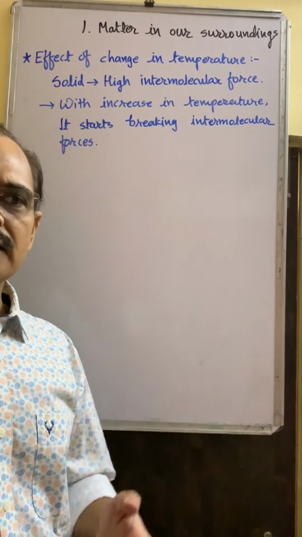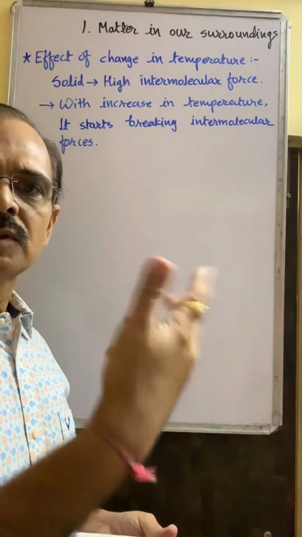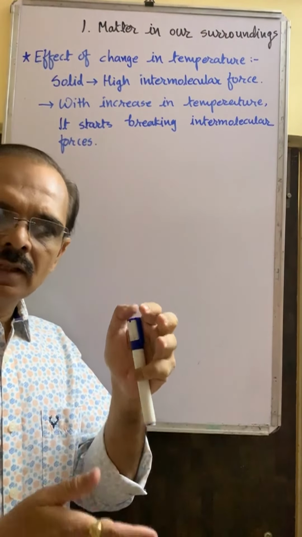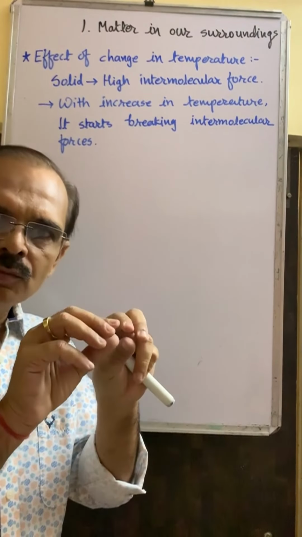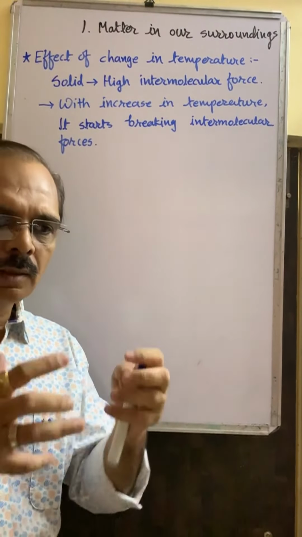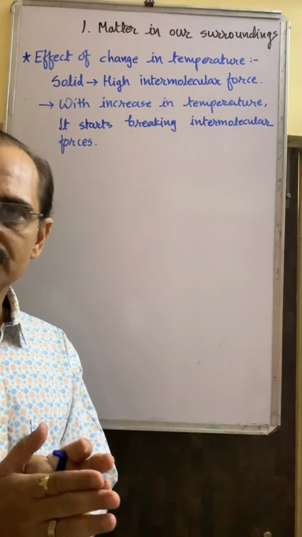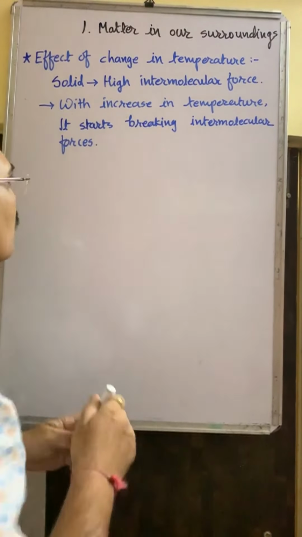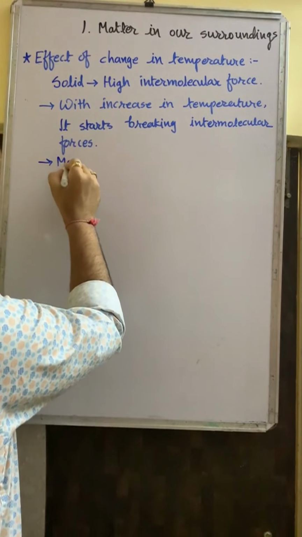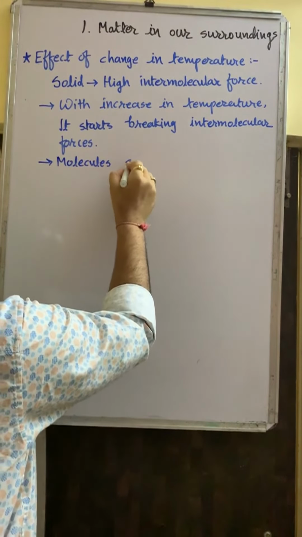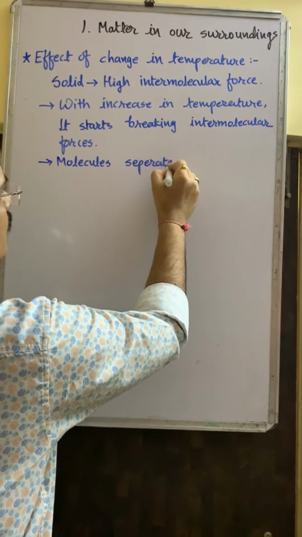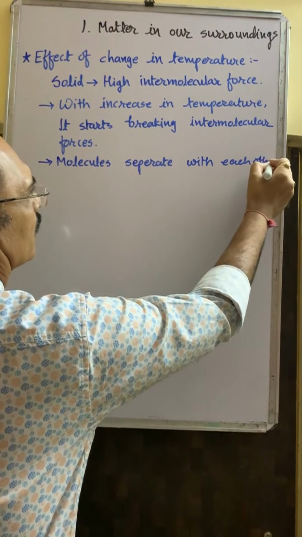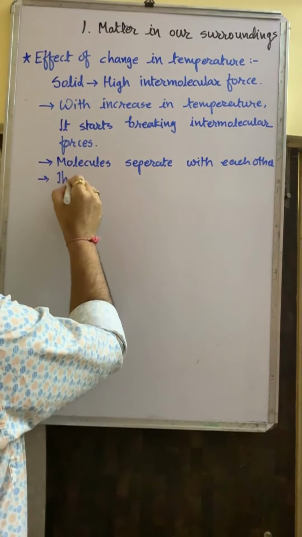When we supply heat energy, and if heat energy overcomes the force of attraction between two molecules, then it breaks down the bond, and now two molecules try to move away, try to separate away from each other. The bonding between two molecules breaks. Because of this breakdown, they separate with each other. Okay? So molecules separate with each other. They move away from each other.